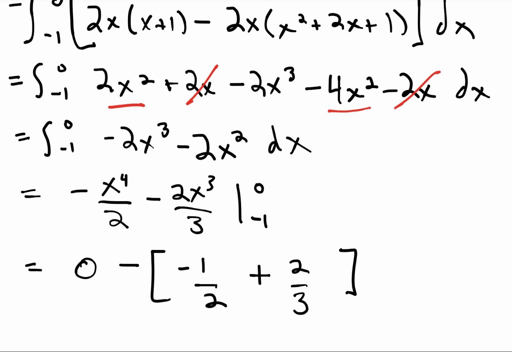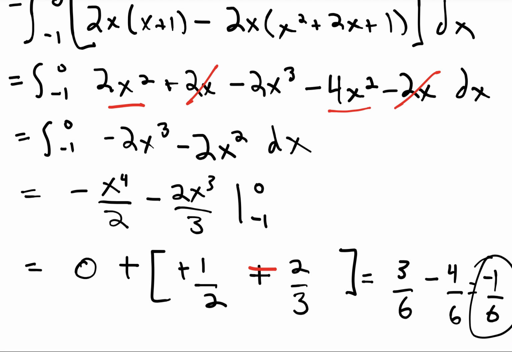This is going to clean up to basically these guys will cancel, and then this guy here is going to turn into a negative. If I try to find a common denominator, I'll get 3 over 6 minus 4 over 6. I'm going to get minus 1/6 back. So the signed volume associated with this integral gives me minus 1/6.